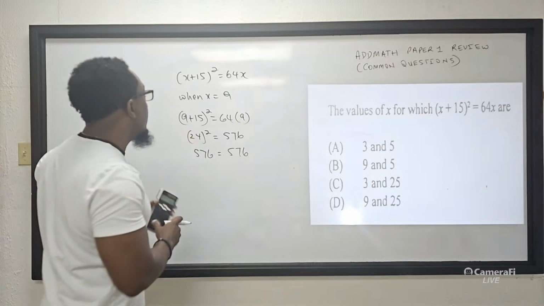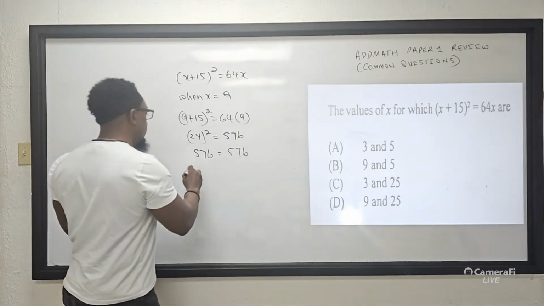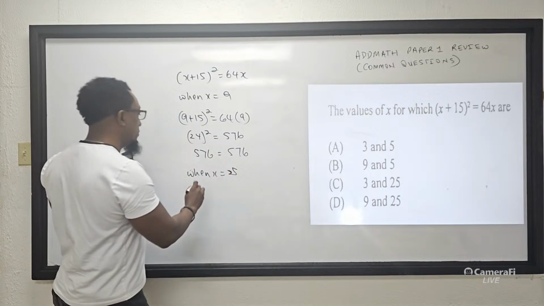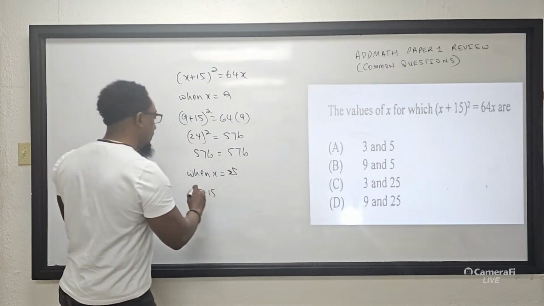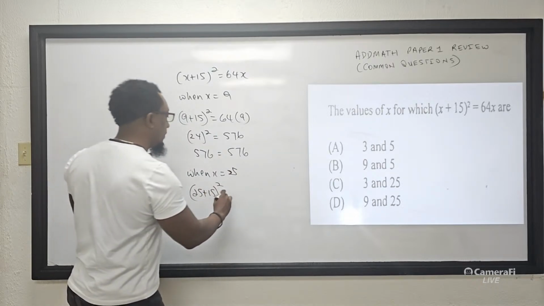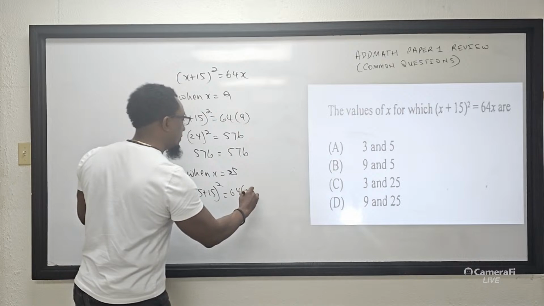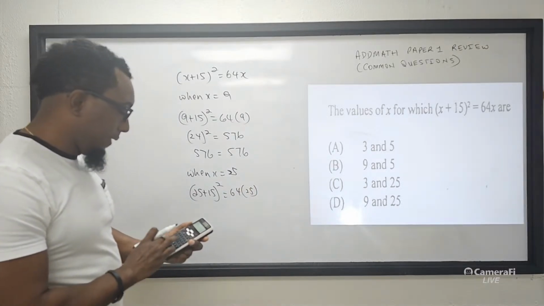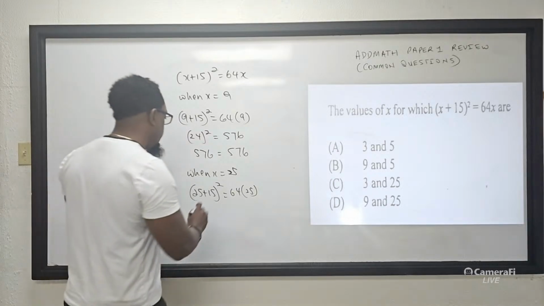Let's try 25. So when x is 25, this will be 25 plus 15 in brackets squared is equal to 64 times 25. So we know 25 plus 15 is 40.